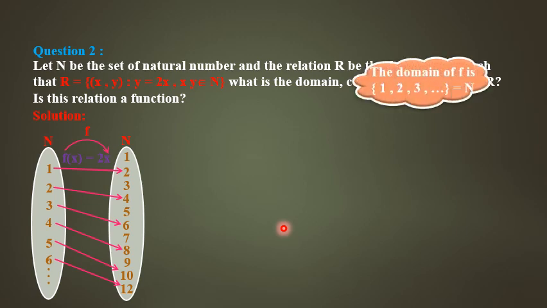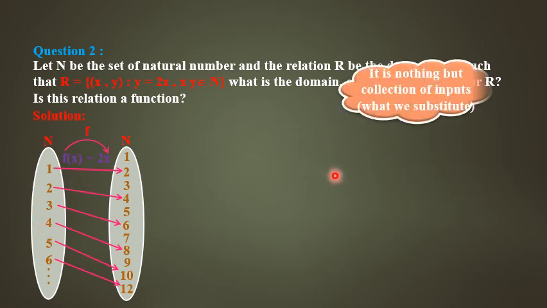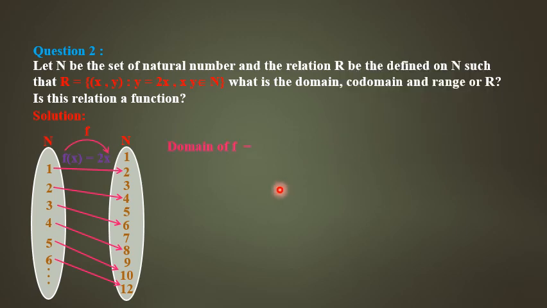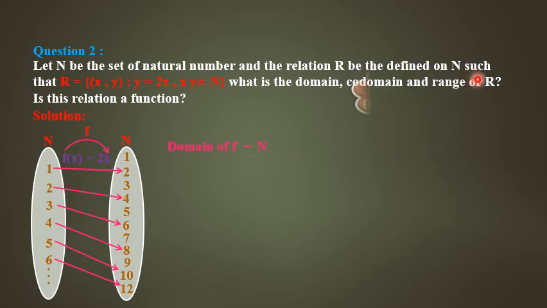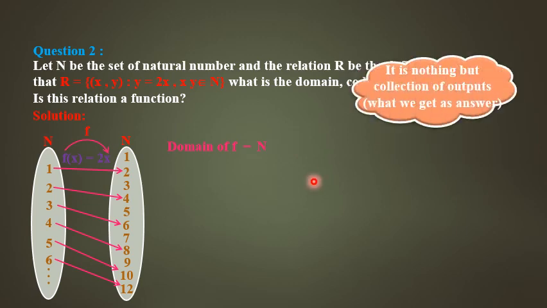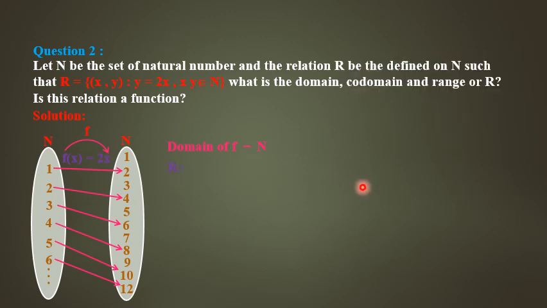So the domain of this function is 1, 2, 3, and so on. It is the natural numbers, and it is nothing but the collection of inputs. What we substitute is the domain. So the domain of f is N. The range of f is 2, 4, 6, and so on. It is the even naturals. It is nothing but the collection of outputs, what we get as the answers. Range is the set of all even natural numbers.